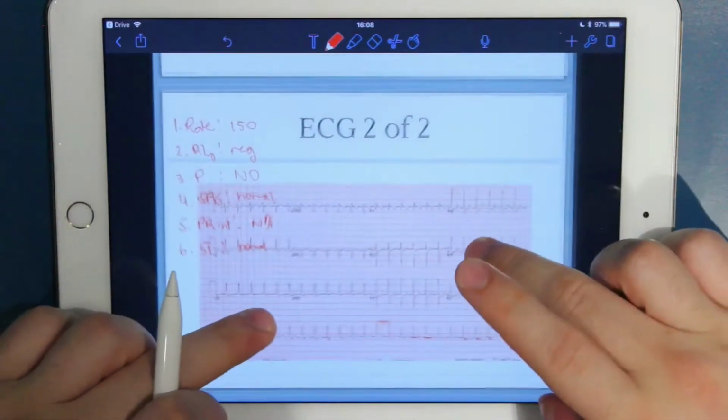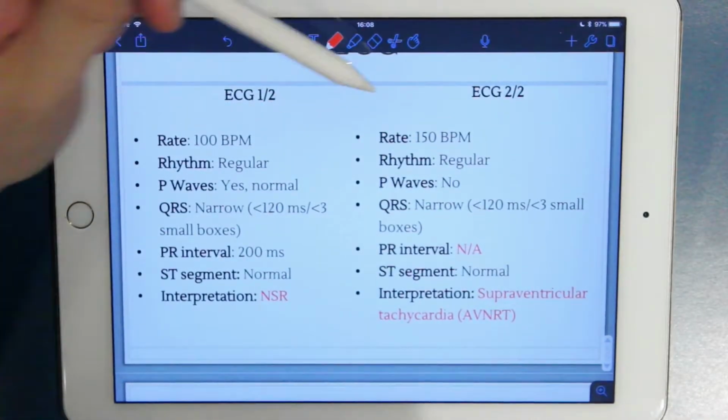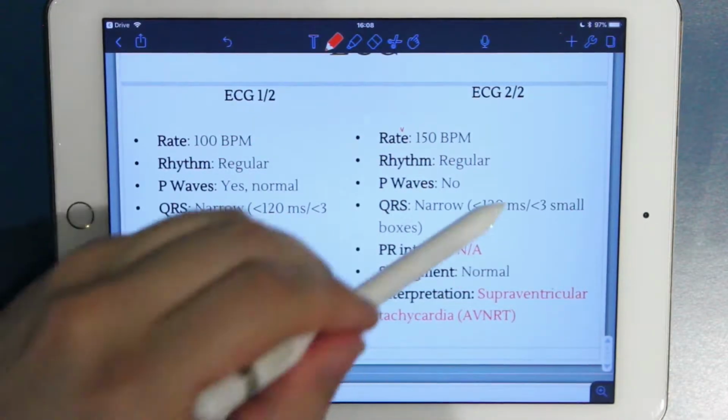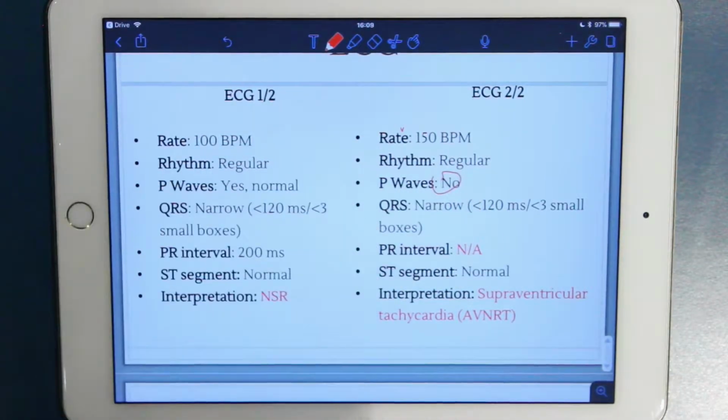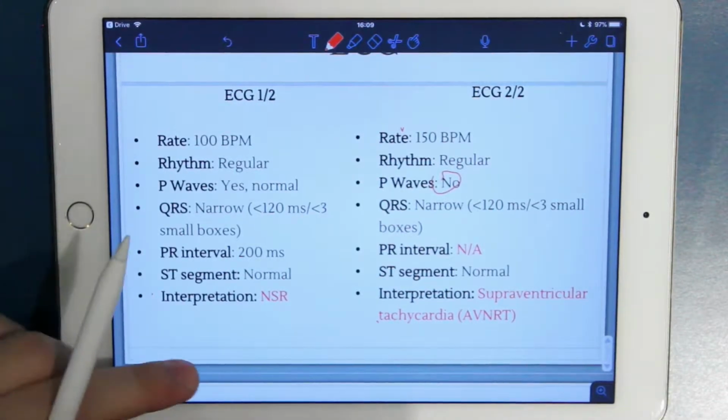So why do we have 2 ECGs? Let's move on and compare them. The second one is significantly faster than the first one. Both are regular. We've lost our P waves in our second one. Both QRS waves are normal. The PR interval obviously doesn't exist in our second ECG. The ST segment is normal, and the interpretation of each, therefore, is very different. In our first one, we can confidently call that normal sinus rhythm. In our second one, supraventricular tachycardia, or AVNRT.